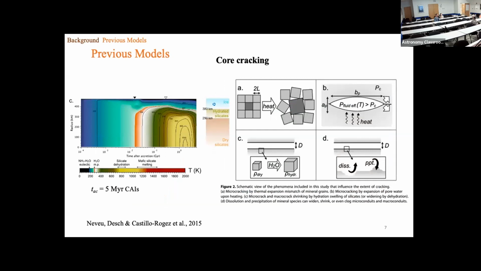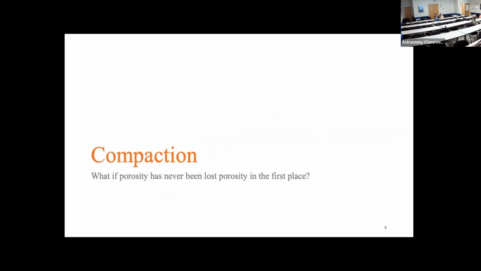And this is a modeling work from another group. They also use hot pressing, or creep flow, as their primary mechanism. However, by considering a core cracking process, they could retain or reintroduce some porosity into the interior. And here comes the question that brings me to the next part: what if porosity has never been lost in the first place?